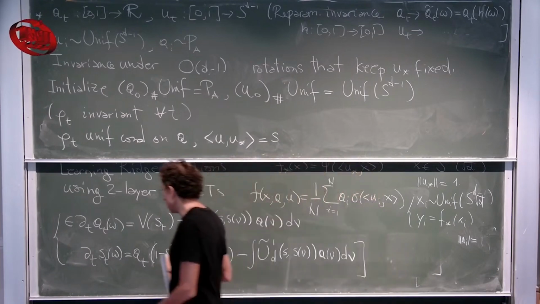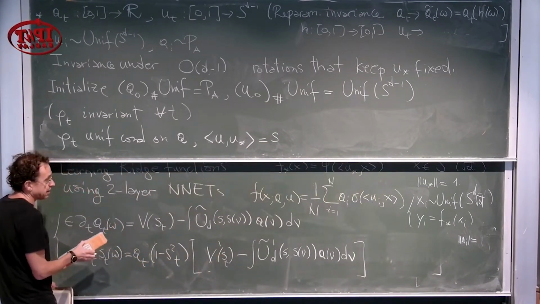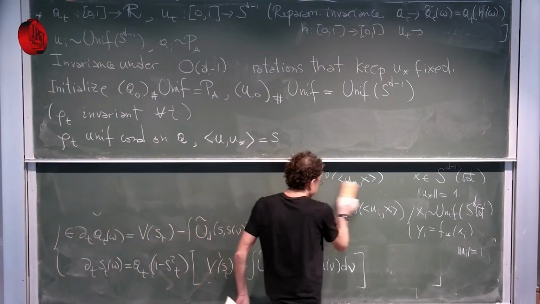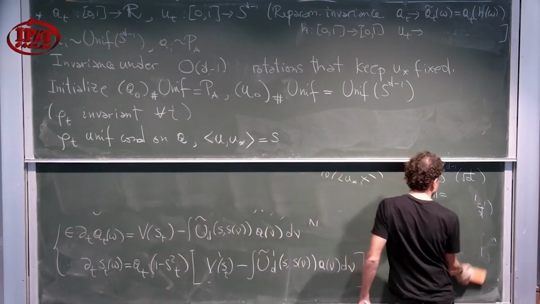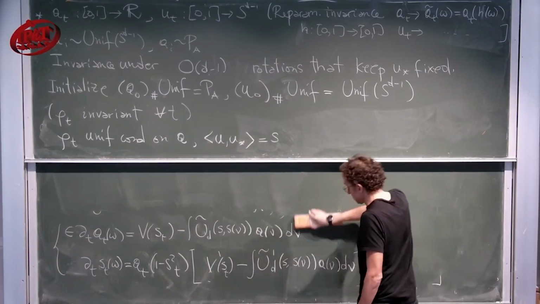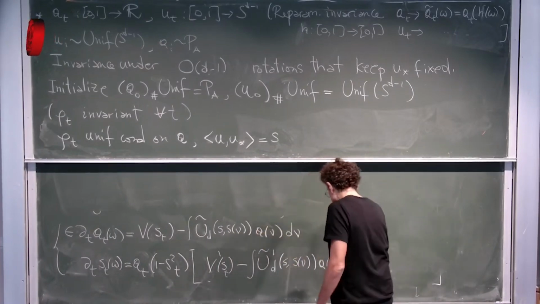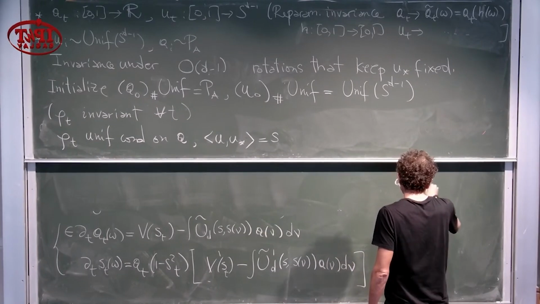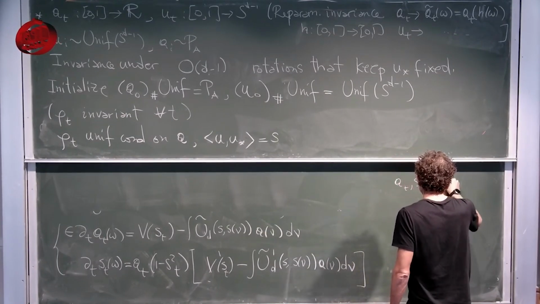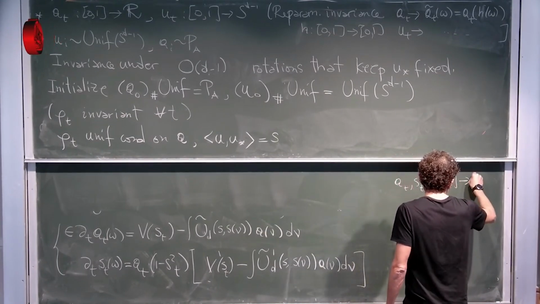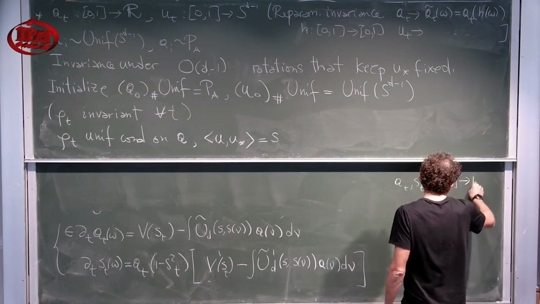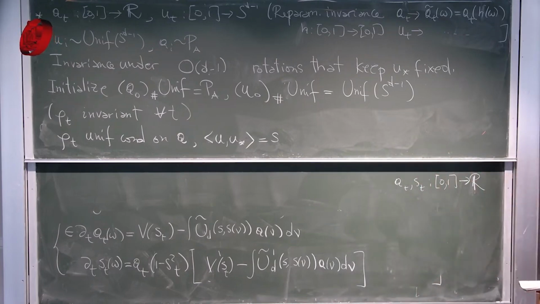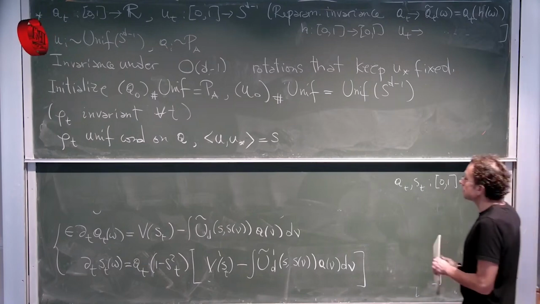Okay, so now we have a reduced dynamical system for these two functions, A_t and S_t. The functions are 0, 1, 2 reals. Really, S_t takes value plus or minus 1. And what is this U tilde?